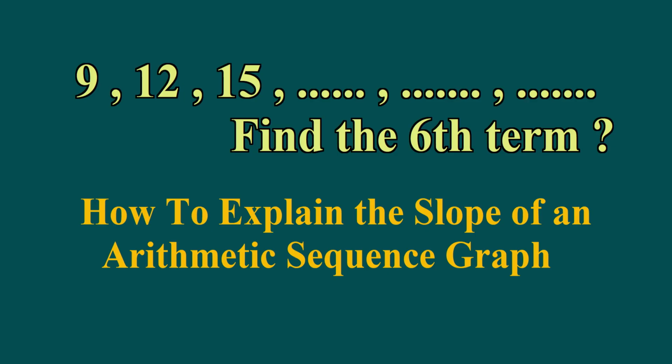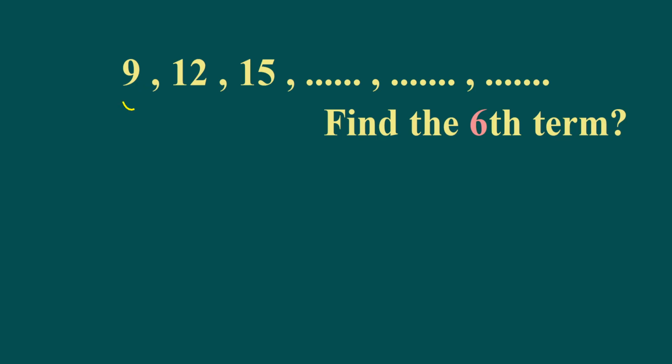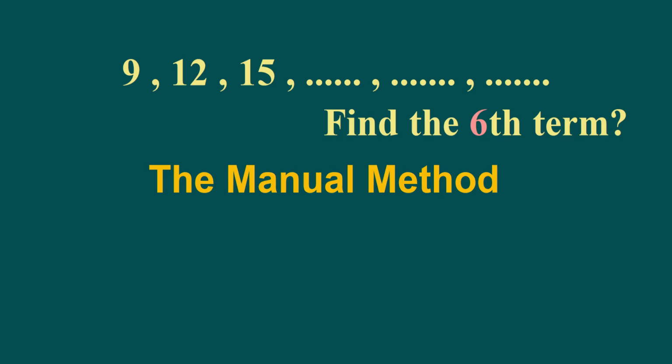In this recorded moment, we have this sequence 9, 12, 15, and our goal is to get the sixth term. Today I am showing you two methods to solve this problem. The first method is called the manual method. This method is perfect for short arithmetic sequences.